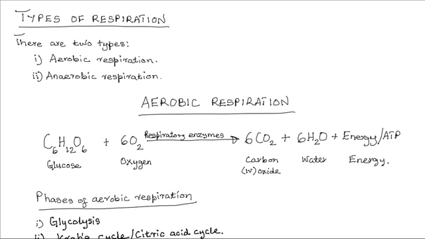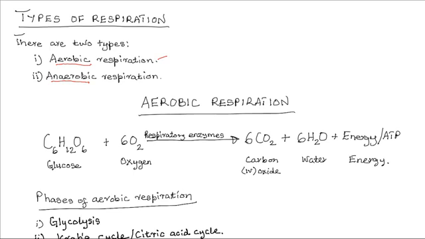Types of respiration. There are two types of respiration that take place in a cell. These are namely aerobic respiration and anaerobic respiration.